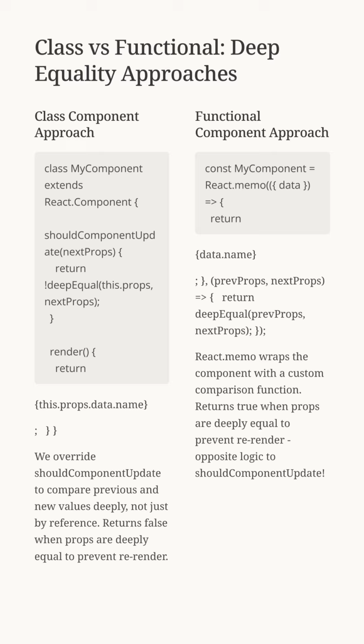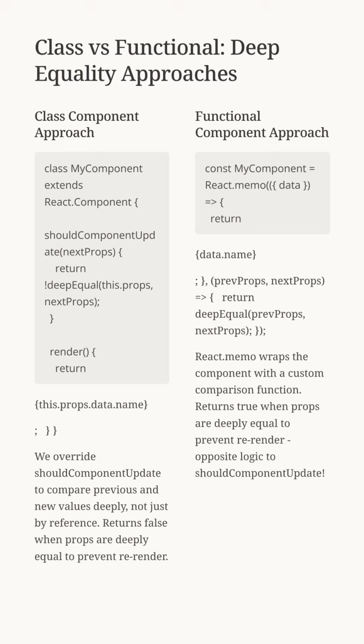On the right, we have the functional component approach. We wrap the component with React.memo and provide a custom comparison function. That function also performs a deep comparison between previous props and next props. If they're the same, React skips re-rendering.